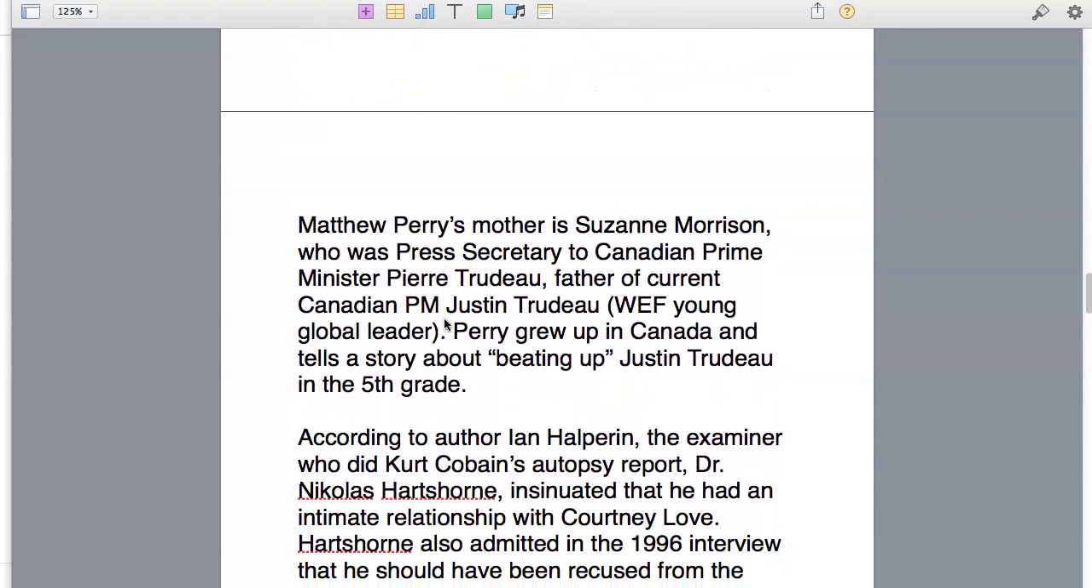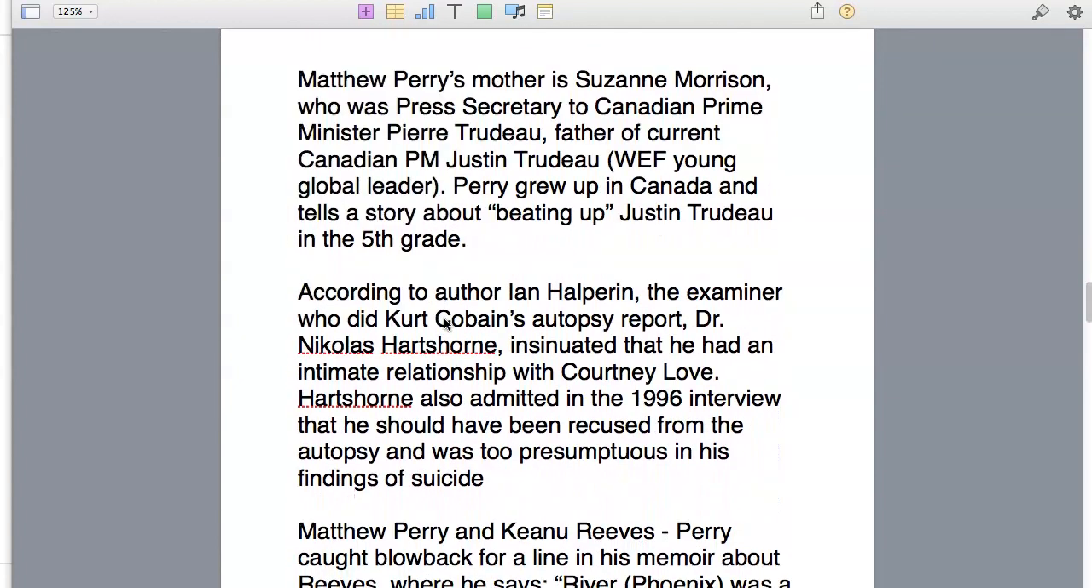Because Matthew Perry's mother is Suzanne Morrison, who was press secretary to Canadian Prime Minister Pierre Trudeau, father of current Canadian PM Justin Trudeau, who is a World Economic Forum young global leader. Perry grew up in Canada and tells a story about, quote-unquote, beating up Justin Trudeau in the 5th grade. This gives you an idea of who Matthew Perry really was, the circles that he was interacting with.